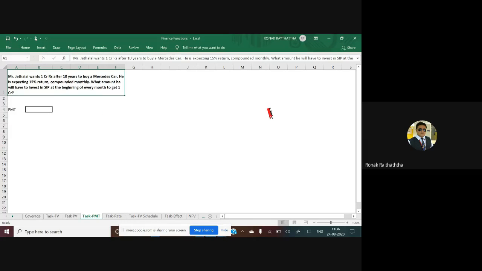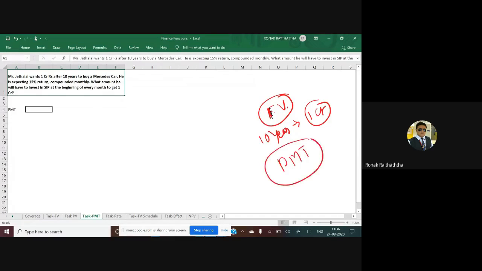Yes, Brahmastra is Agyakari. So here in this case, we have the future value. Why do we have the future value, my dear students? Because after 10 years, we require 1 crore. So that means we have the future value. And from this future value, we are finding the PMT. PMT will come into the picture, as I have already stated to all my dear students, only when there would be an annuity.